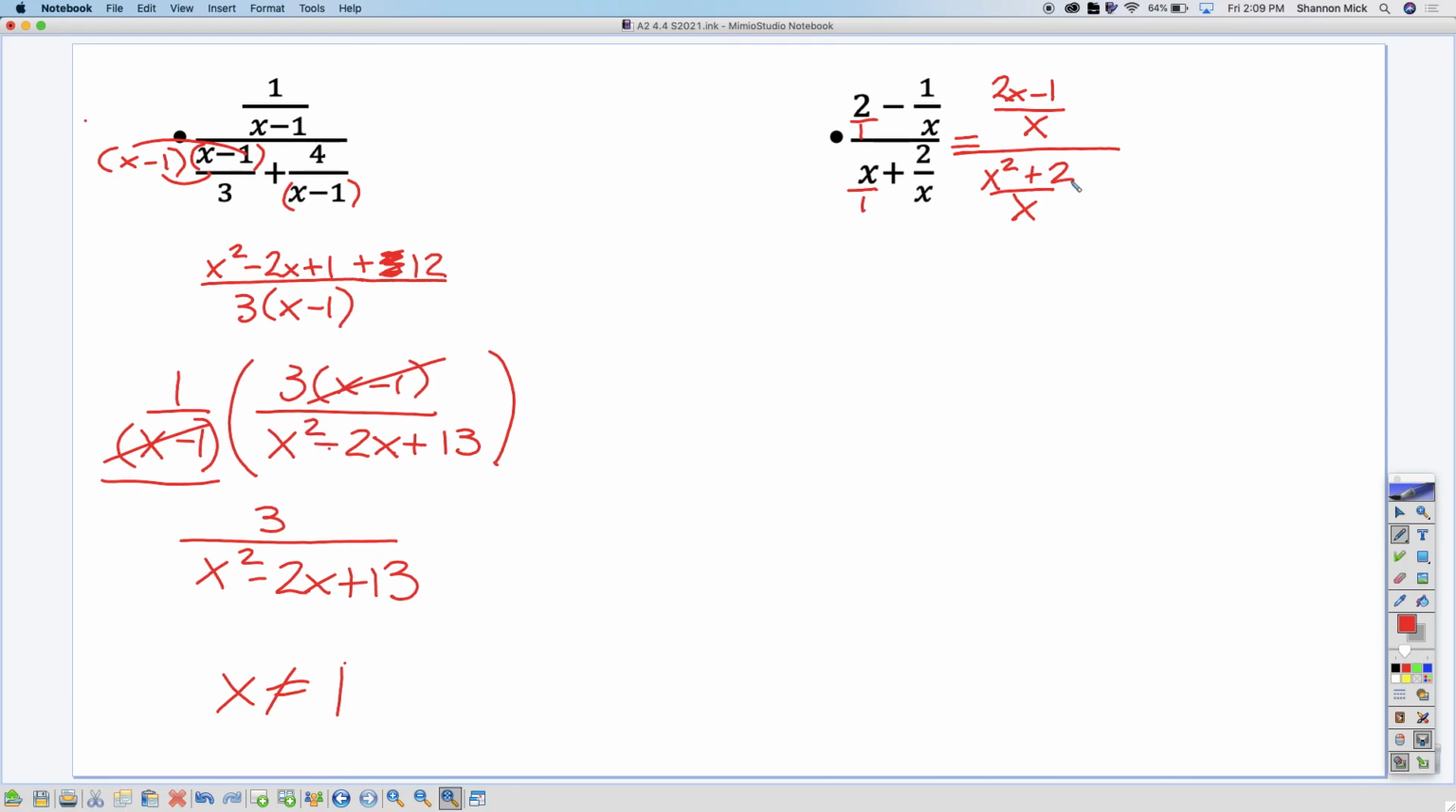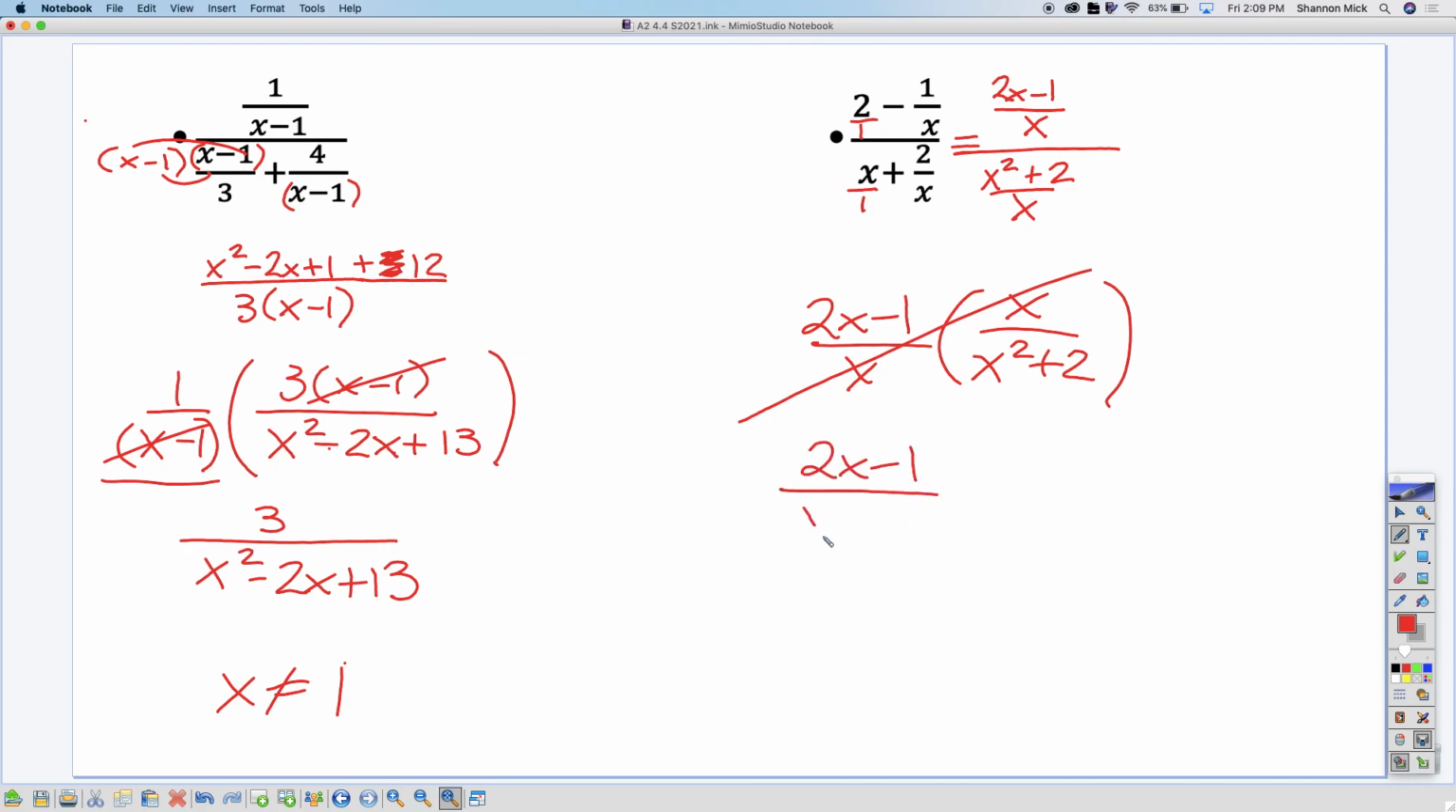Now what? You reciprocate and multiply the denominator. And what can I do? Reduce the x's. And x can't be 0, because this would be imaginary with the 2, right? You'd have a square root of a negative number.